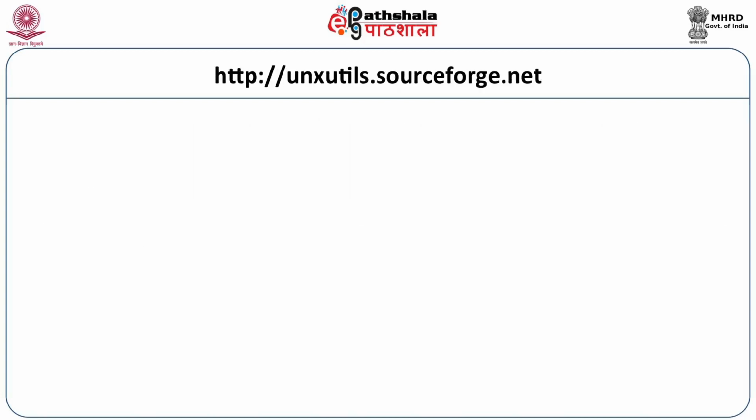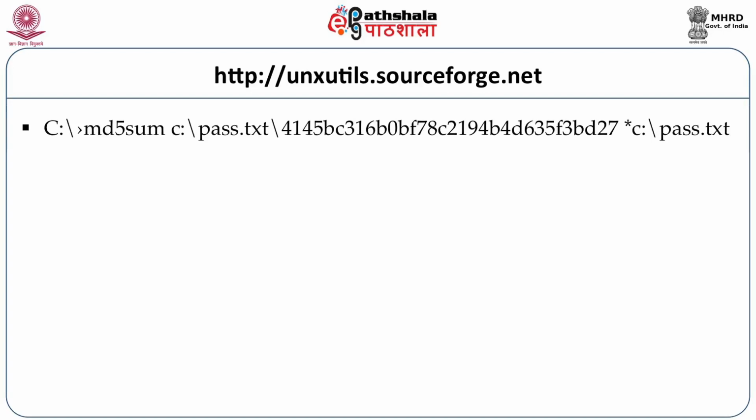To ensure integrity, there is an MD5 sum tool which can be used from unxutils.sourceforge.net. What we need to do in MD5 sum is pass the password file, then check what the MD5 is. MD5 is a hash which is generated. If you give an input, it generates a fixed-length hash value. So we input the password txt file and generate the hash.